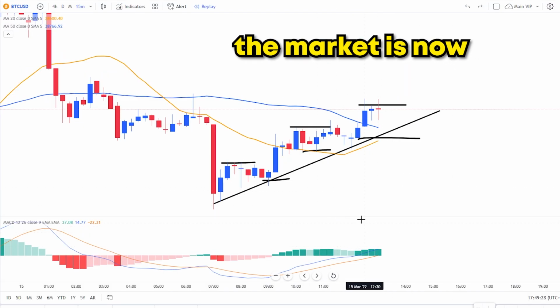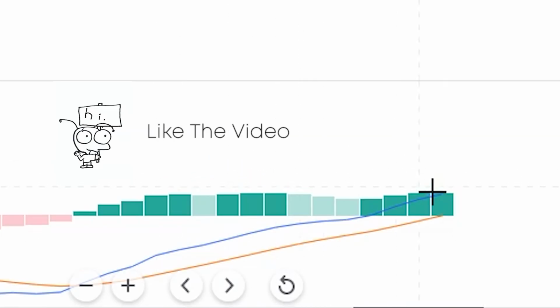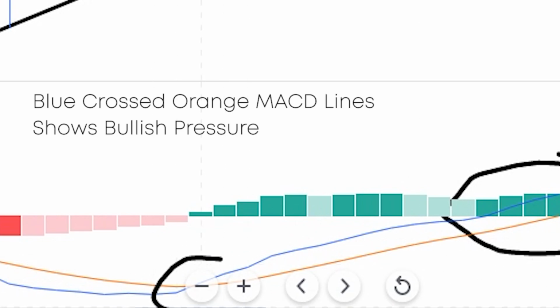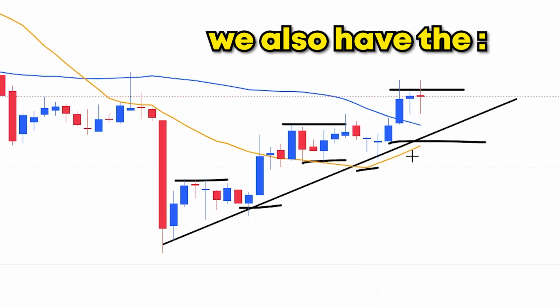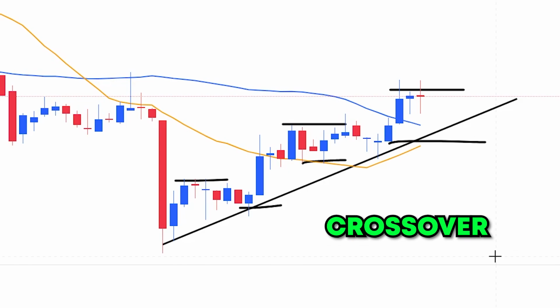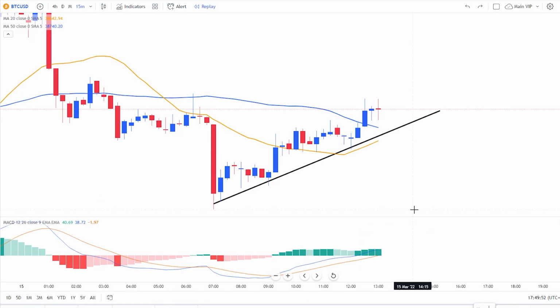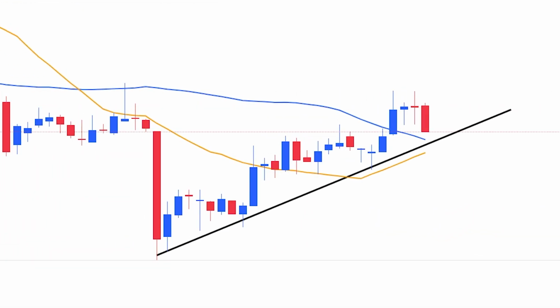We also see that the market is now in favor of bulls because MACD is crossing the histogram bars and also has crossed the blue and orange line. We also have the 20 and 50 moving average cross. Now all we need is a bullish engulfing candle to enter the trade long for a good and valuable buy-in position. So let's just play the tool, see what's going on.